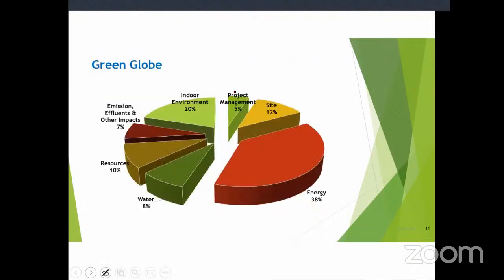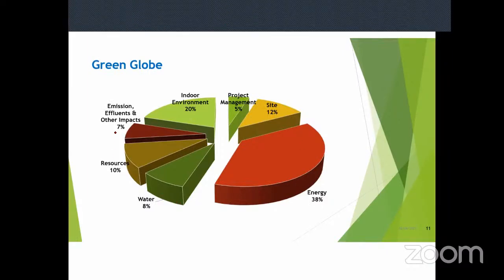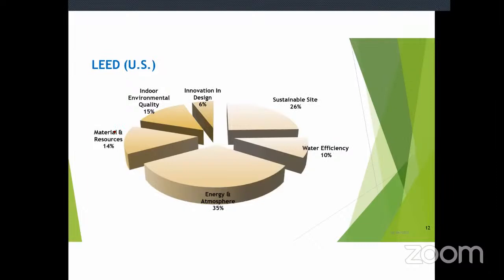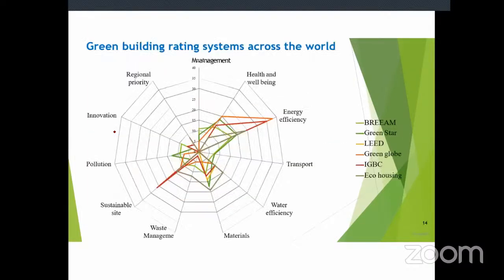This is the green globe rating system. If you look, the same type of clustering is given. LEED US is normally widely adopted after BREEAM all over the world. HK BEAM is also there. Whenever we compare the different rating systems, this spider web diagram shows us the different percentages of the different rating systems. These are the major parameters of our rating system.